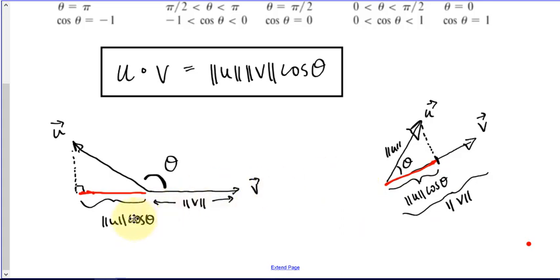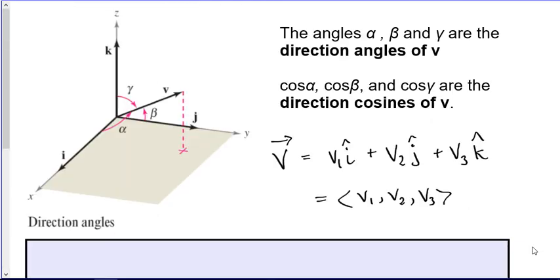Like over here, I'm going to say the dot product is the length of v times the length of the component of u parallel to v. That's a mouthful. Alright, so let's continue on with the ideas of direction angles and direction cosines.